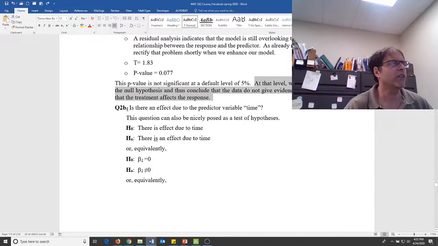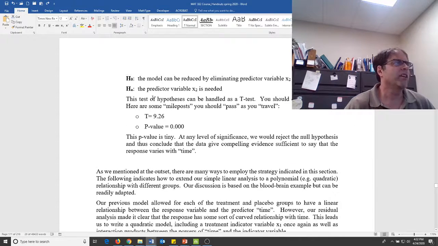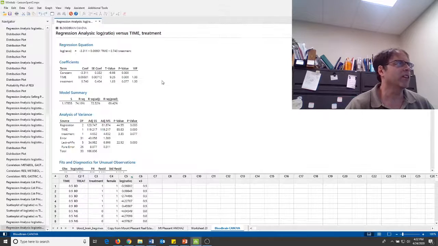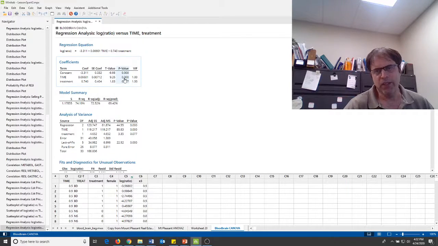There's a lesson in there. Okay, so the question is, is there an effect due to the predictor variable time? Again, beta 2 is 0, versus beta 2 is not 0. Because we're only looking at one beta, we don't have to do a partial F test. We just use the t-test, though if we wanted to, we could use a partial F test. Our coefficient is 0.0661 minus 0 divided by 0.00712. We get 9.26. Our p-value is 0. We can reject that null hypothesis.